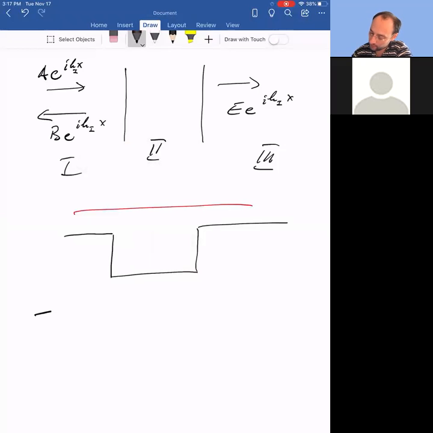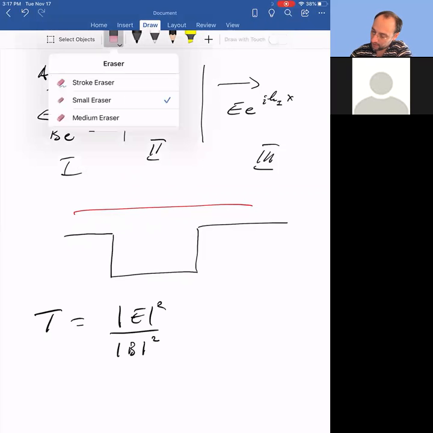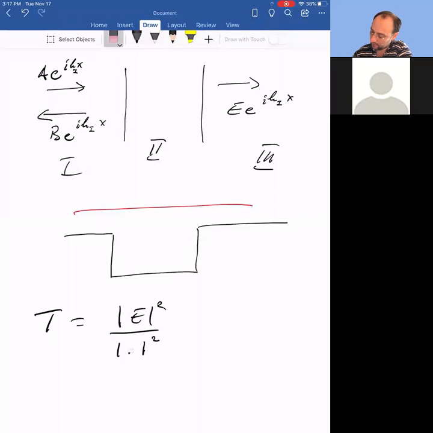We discussed the transmission coefficient, the physical meaning of which is the probability of transmission. And that's the magnitude of E squared over the magnitude of A squared. Folks, I'm very tired. I'm misspeaking a lot. And in general, this is less than 1, but it's close to 1.